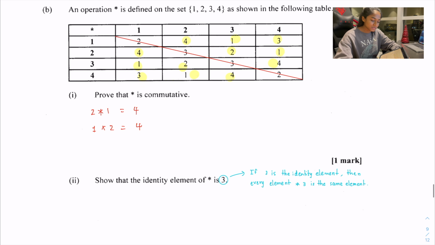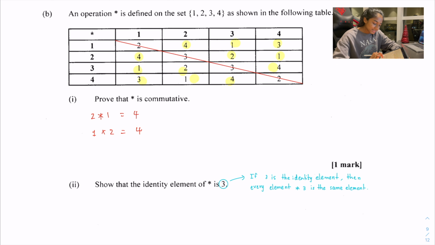Prove that it is commutative. Next, show that the identity element of the operation is 3. So it is telling us that it is 3.